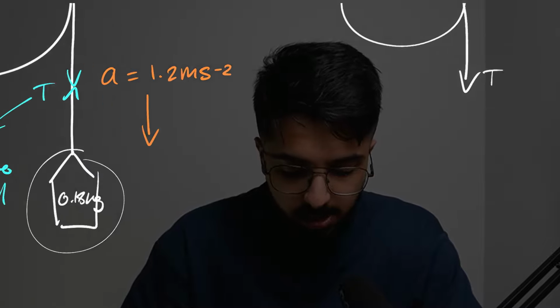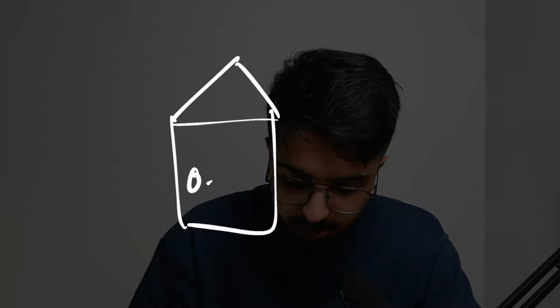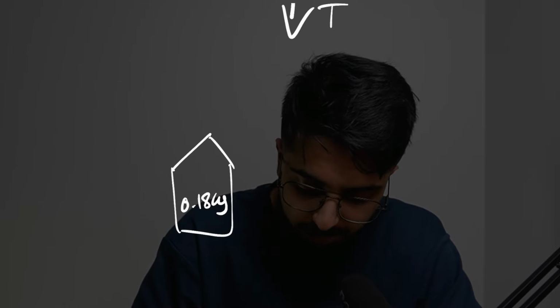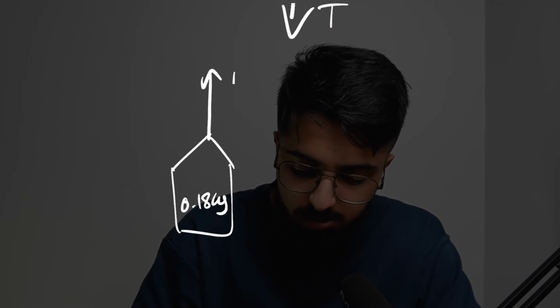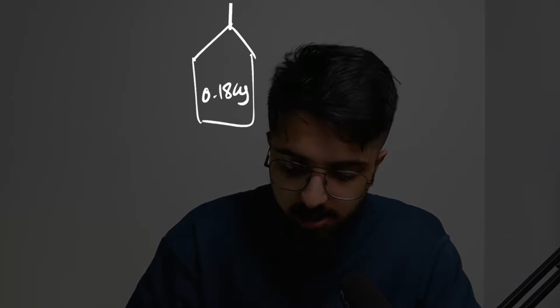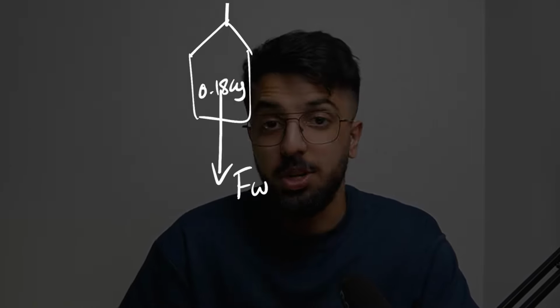Well, we can find that out by using the free body diagram of our mass. So if we have our mass right here, this is 0.18 kg. I don't know why I put that there. Let's rub that out. Okay. And we have a tension force acting upwards, right? We can see that over here. And we obviously have a weight force acting downwards, right? That is the weight force of the mass.